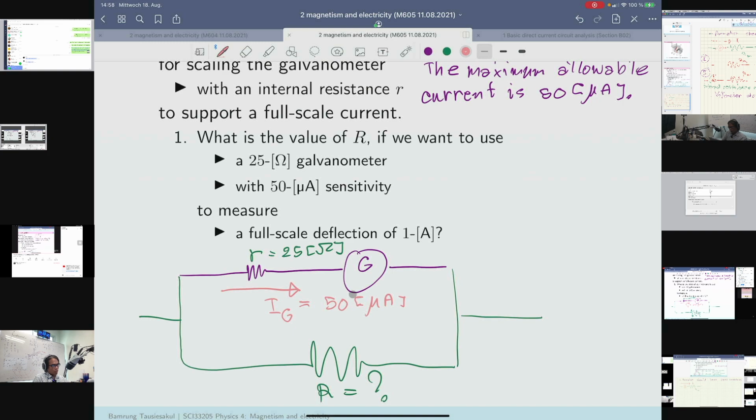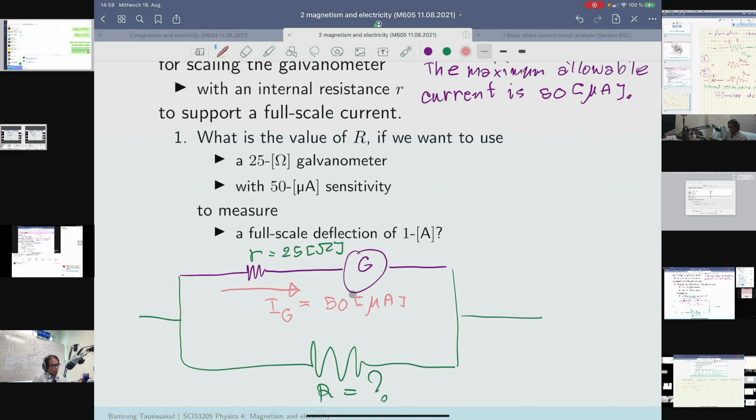And we add another page so that we can have more space to derive something. From Ohm's law, you can see that this point and this point are connected to this one and this one, right?